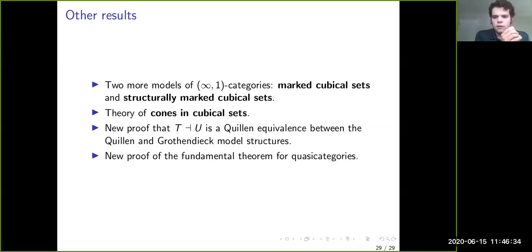And we have a new proof of the fundamental theorem for quasi-categories. So as I mentioned, we've got a proof of that in this cubical context, which is simpler than the traditional proof in the simplicial setting. And then we can actually just use this right adjoint of triangulation to transfer the proof from the cubical to the simplicial setting. And that is everything that I had to discuss today.